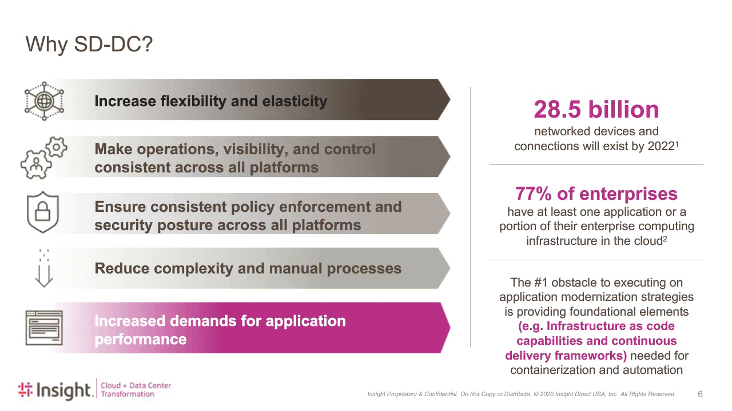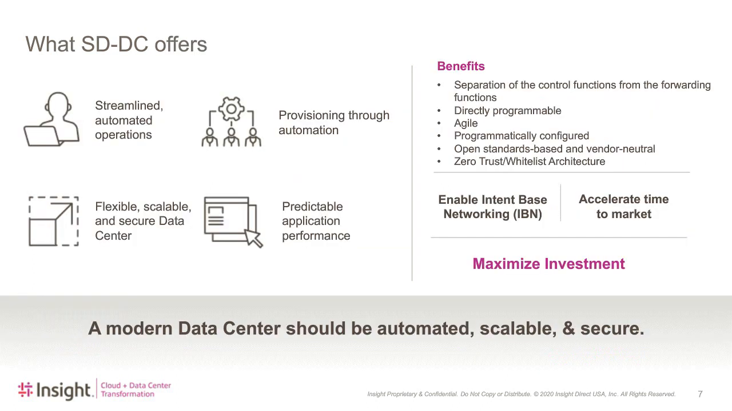So what does the software-defined data center offer? Well, it's streamlined, automated operations. So what does that mean? Well, again, it simplifies those manual processes so that it reduces the inherent risk of human error. And as we all know, 80% of all outages are caused by human error. Eliminate that aspect, and you now have a more stable environment from which you can operate. And stability gives you a baseline on which you can base your application performance. Provisioning through automation allows you to expand and contract as need be.